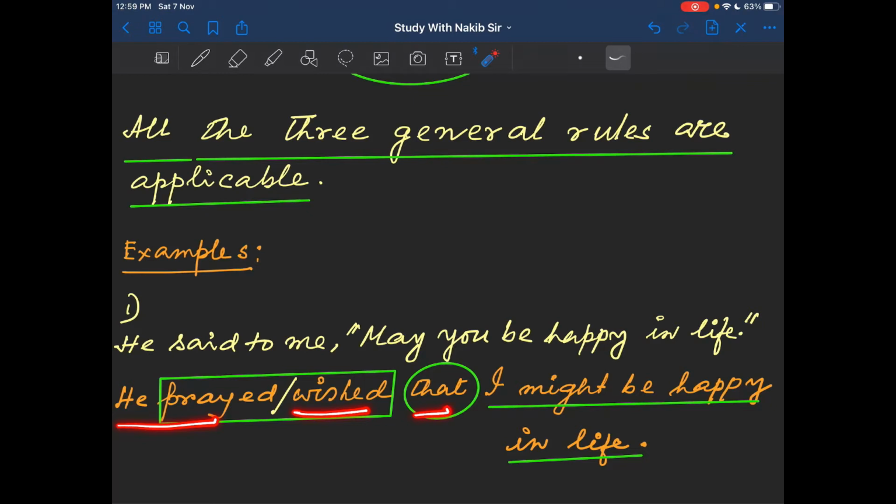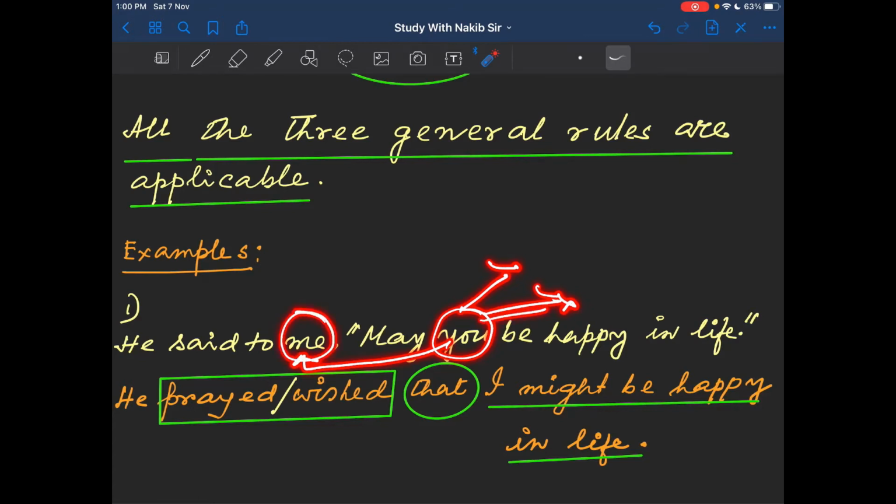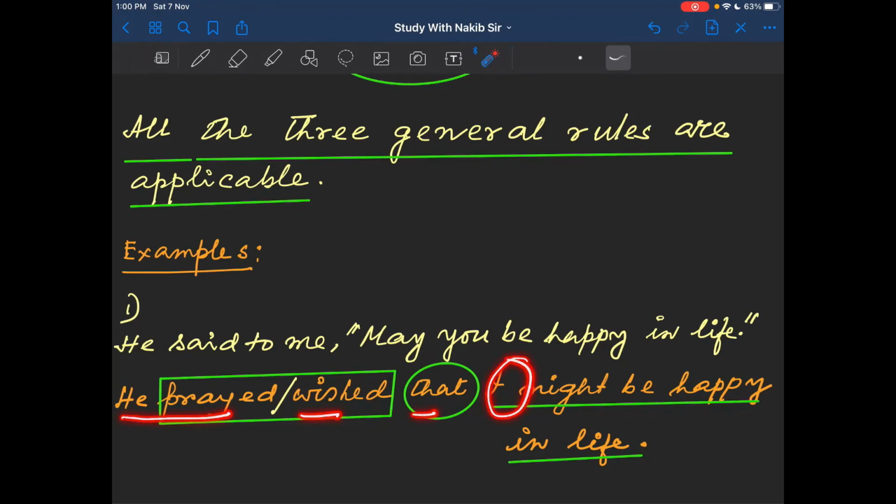After that, the reported speech will begin with the subject. So this is the subject. This pronoun will be changed according to the third rule. This is the second person pronoun, so it will go to the object of the reporting speech for its change, and naturally it is changed to the first person pronoun according to the object of the reporting speech. So he prayed or wished that I might be happy in life.